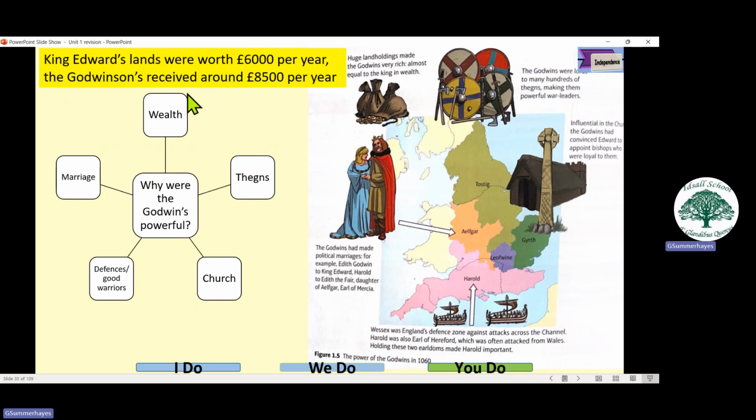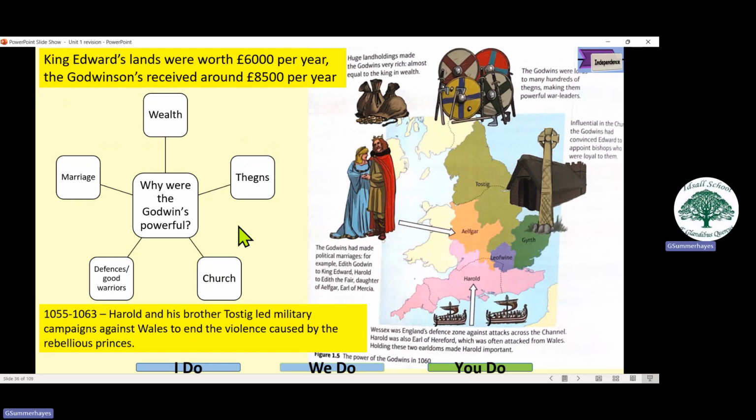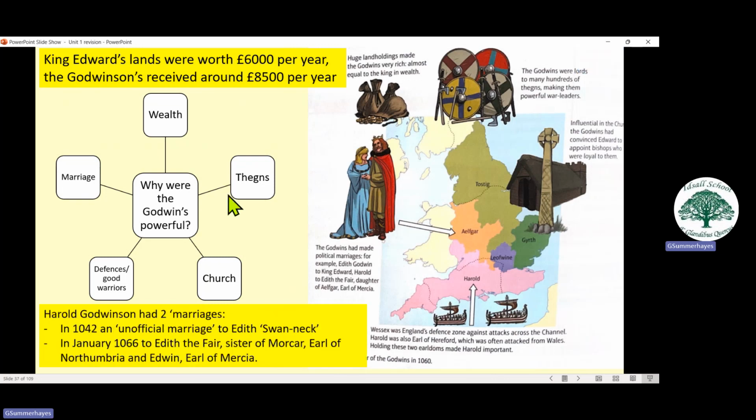No, sorry, the king's land was £6,000 per year, and Godwinson's had more than that, so they were richer than the king. And they'd even helped fight against Wales for Harold when he was having problems with the Welsh king. And like we said, Harold Godwinson had had two marriages, one to Edith Swanneck and one as a political alliance, when he became king, to Edith the Fair, the sister of Morcar and Edwin, who were the Earls of Northumbria and Mercia. So again, showing you how the marriages increased their power.